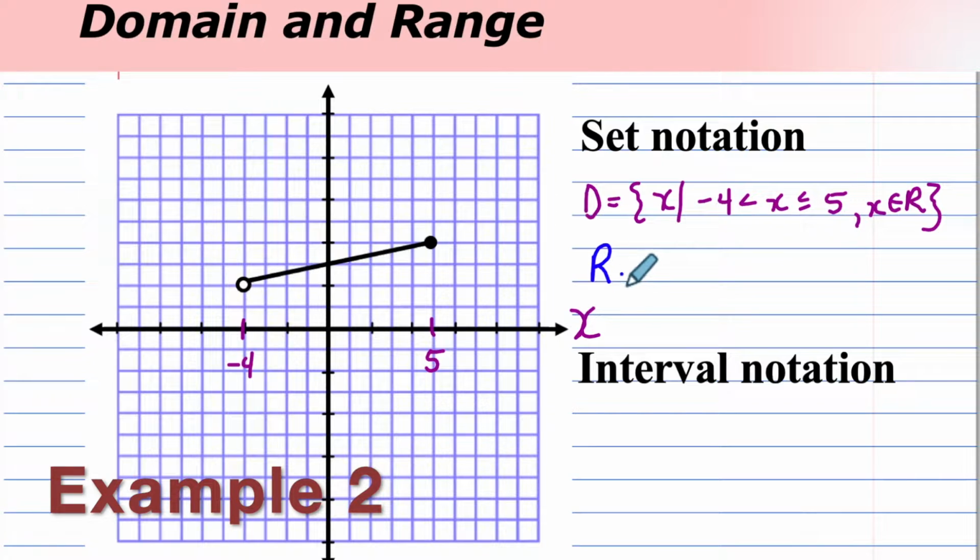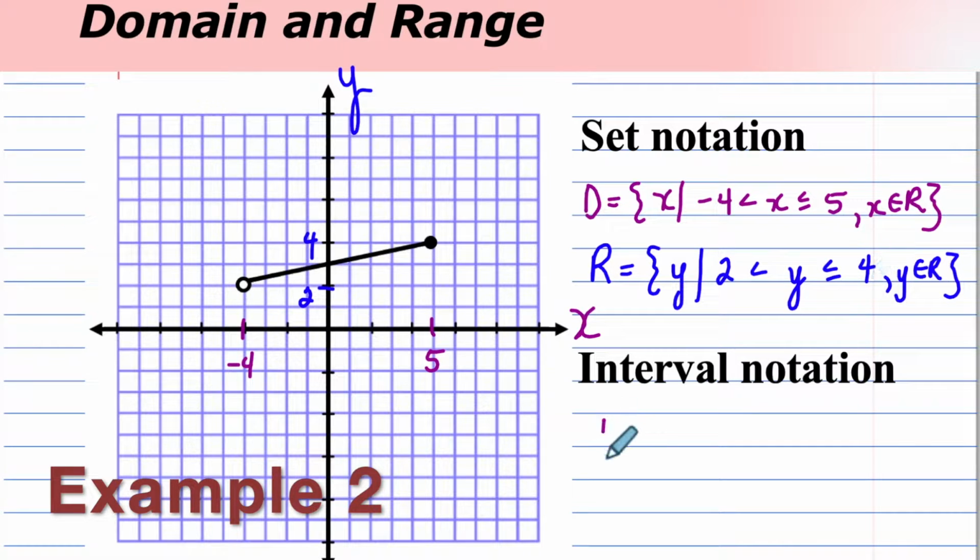The range then for set notation would be y is such that y goes from 2 to 4, and we do not include 2, but we include 4, comma, y is an element of the reals. We say all of the y's are greater than 2, but less than or equal to 4.